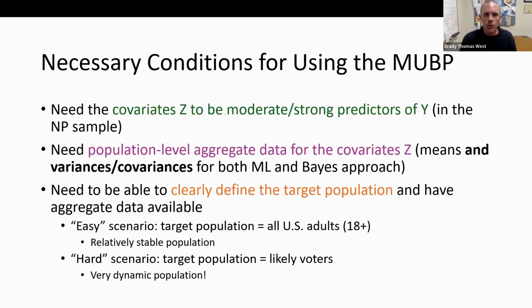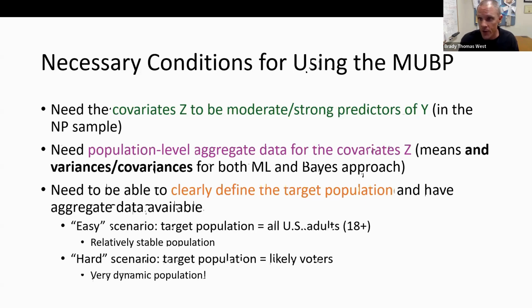For this to work, we need those covariates Z to be good predictors of Y. When we're thinking about a model for Y in the selected sample, we want to make sure that we have, for example, good predictors of COVID vaccine uptake for this to be effective. We also need that population-level aggregate data for the covariates Z: means, variances, covariances. Whether we're using strict maximum likelihood or a Bayesian approach, either way, we need that aggregate information, and it can come from a large probability sample.